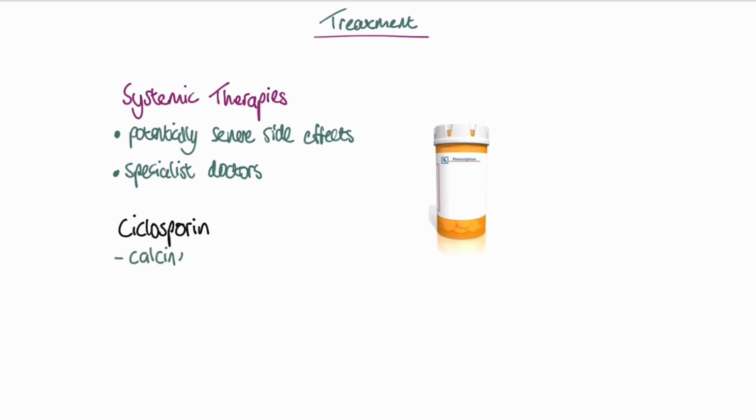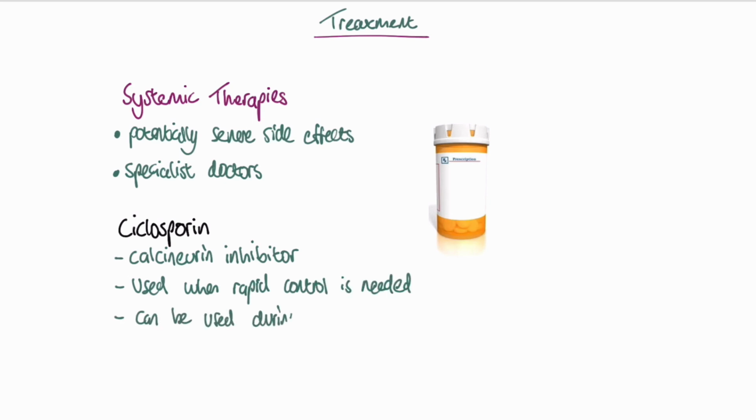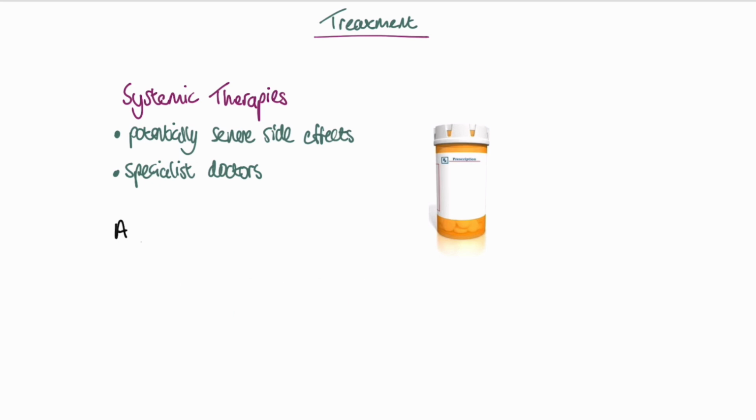Cyclosporin is a calcineurin inhibitor with immunosuppressant action. It is often used for rapid control as needed, such as a severe acute flare-up. It can also be used in pregnancy, unlike methotrexate. Acitretin is a retinoid, and its use is restricted, and generally only used in those who have failed other systemic options.